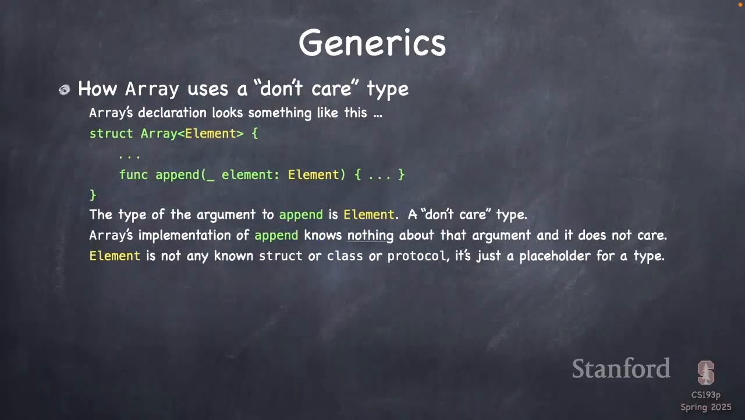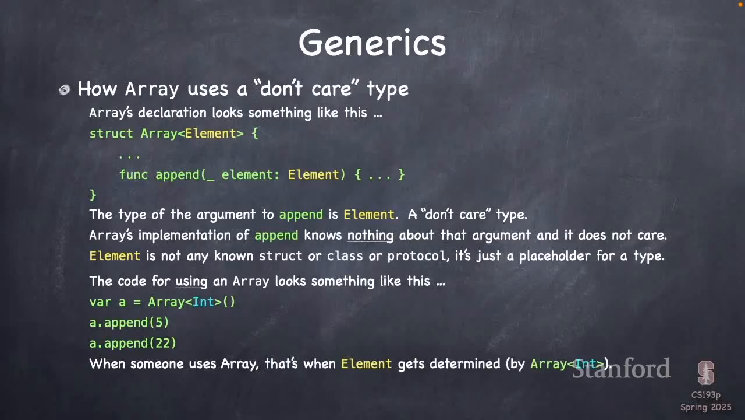An array knows nothing about element. It doesn't know whether it's a struct or what the heck it is. It's just a placeholder for a type. Now, when we use an array, we say var a equals array of int. This is why I like to write it as array angle bracket int, because you see the angle brackets kind of match the one up there, and that's when element gets to be a concrete type.